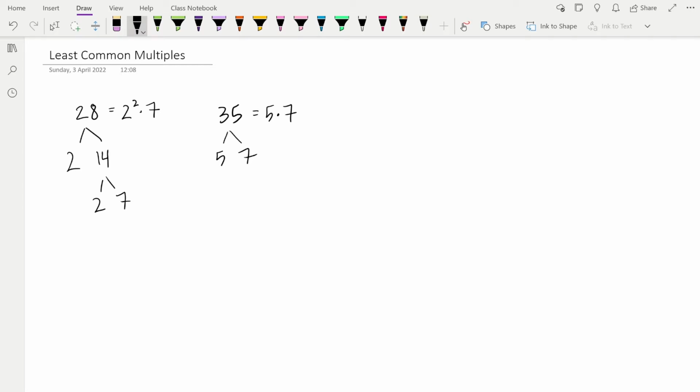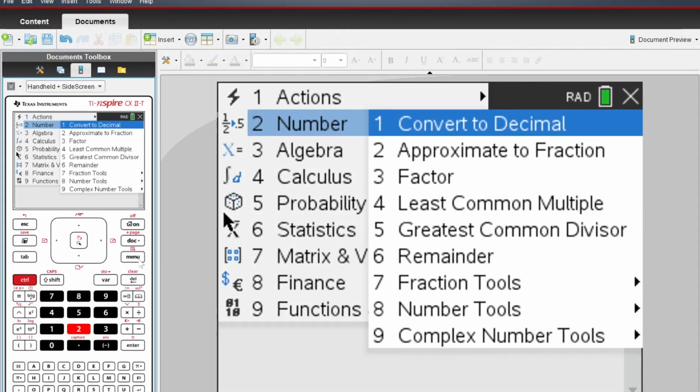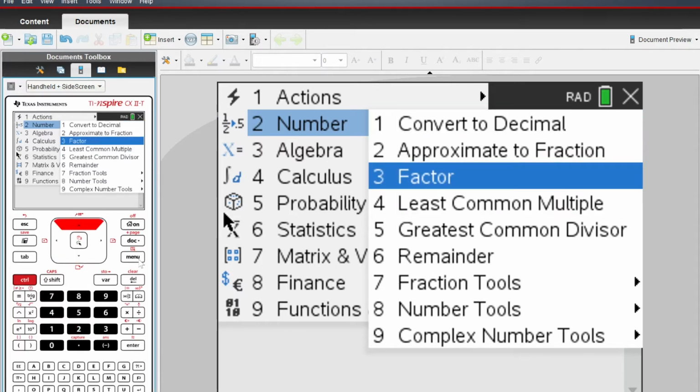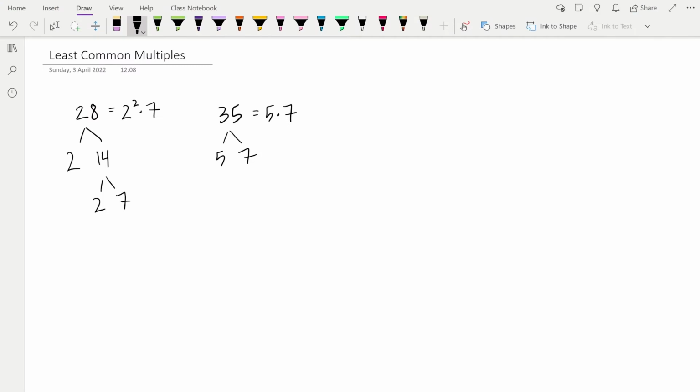If I wanted to do this on the calculator, I would go from the regular calculator to menu, number. You could actually just find the least common multiple between the two numbers here, or you can go to factor. I want to factor 28. Exactly as I had said before, it's 2 squared times 7, or I could factor 35, which is also 5 times 7. So if I have these factors, how do I get the least common multiple?